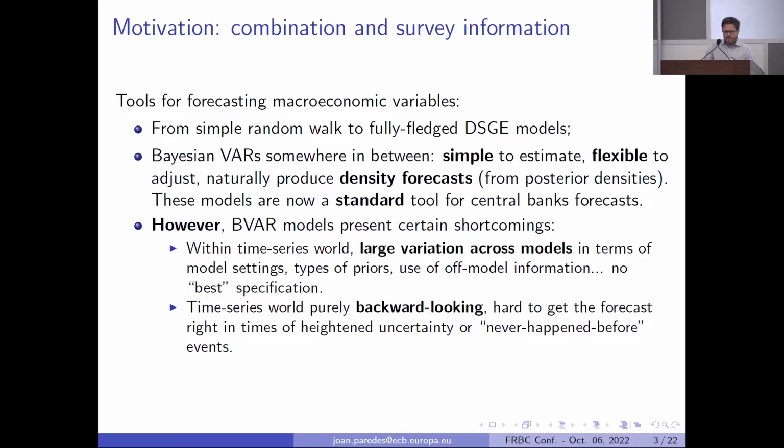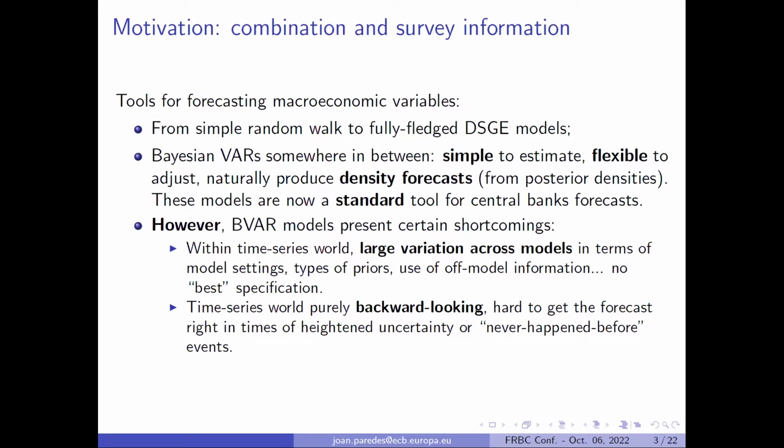That's on the positive side, but we also know that there is a large variation across models. You can have models that have different settings, different priors, so there doesn't exist one single model that is the best specification and works for every single variable or every single horizon. Another drawback of these models is that they are backward-looking. When something happens, as COVID has happened, they have problems with never-happened-before events. In this case, uncertainty exploded. That is a real case.